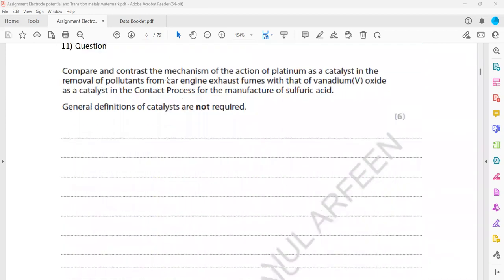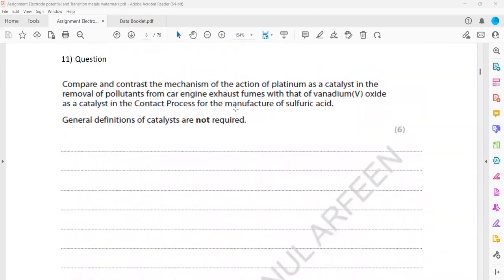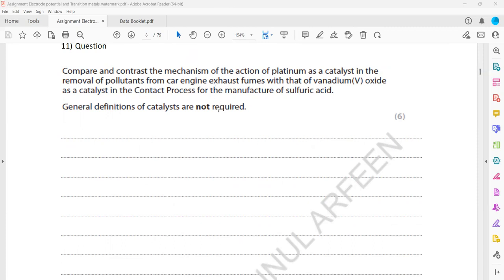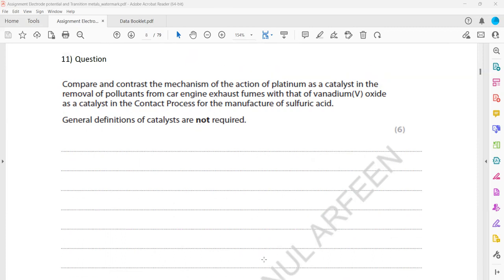In question 11, compare and contrast the mechanism of action of platinum as a catalyst in the removal of pollutants from a car engine exhaust fume with that of vanadium(V) oxide as a catalyst in the contact process for manufacture of sulfuric acid. General definitions of catalysts are not required. So you just want to compare the two catalysts.